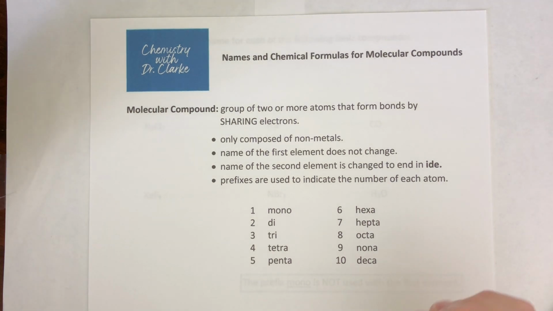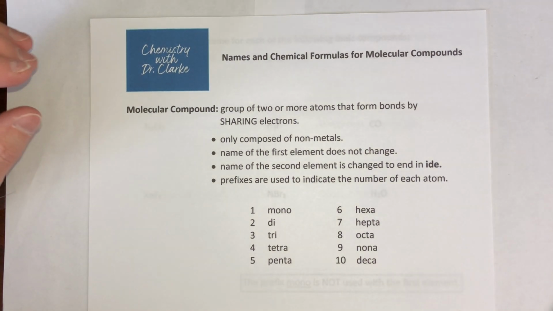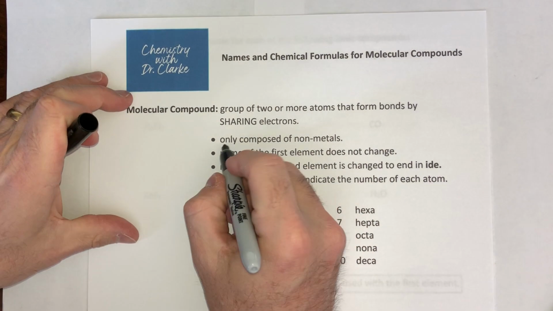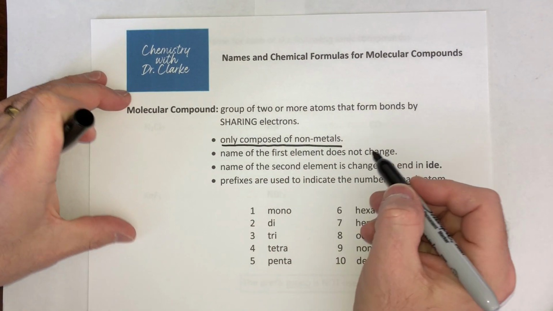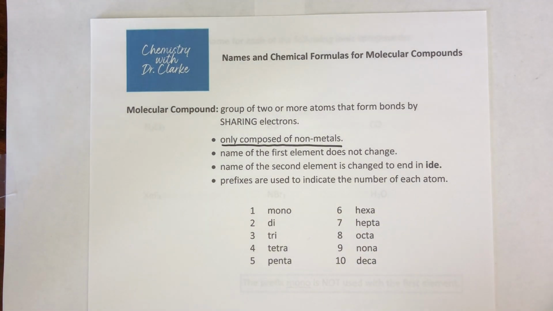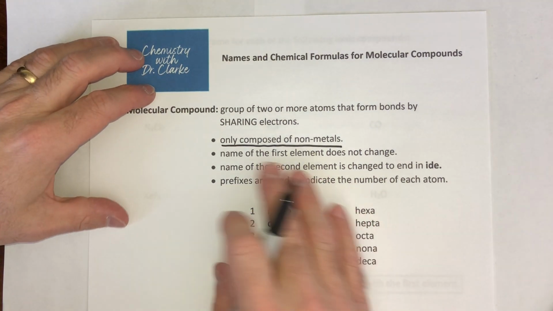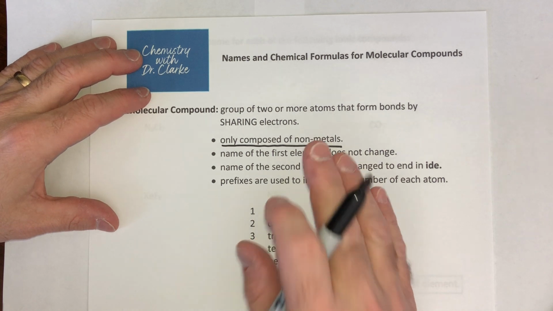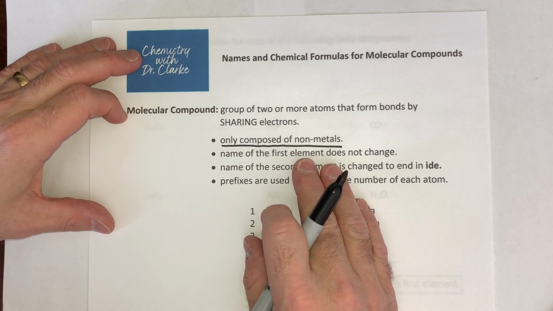In this video I'd like to talk about naming and writing the chemical formulas for molecular compounds, molecules. Now, the easiest way for you to identify that you have a molecule is that it's going to be something that is only composed of nonmetals. Ionic compounds have a metal plus a nonmetal. Metallic compounds would be composed of only metals. But if you have something that is made up of only nonmetals, then you have a molecule.